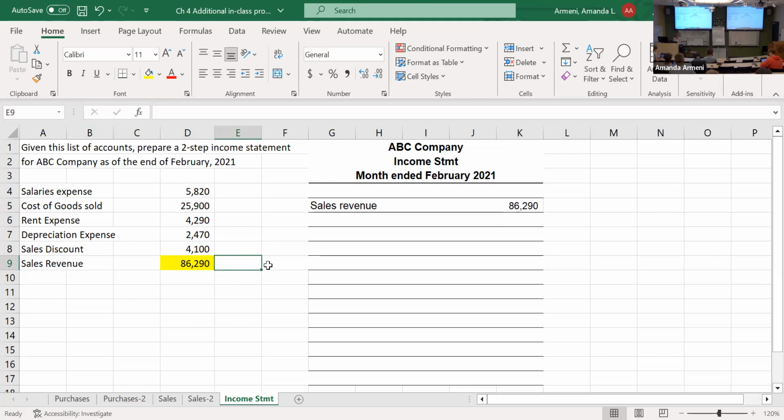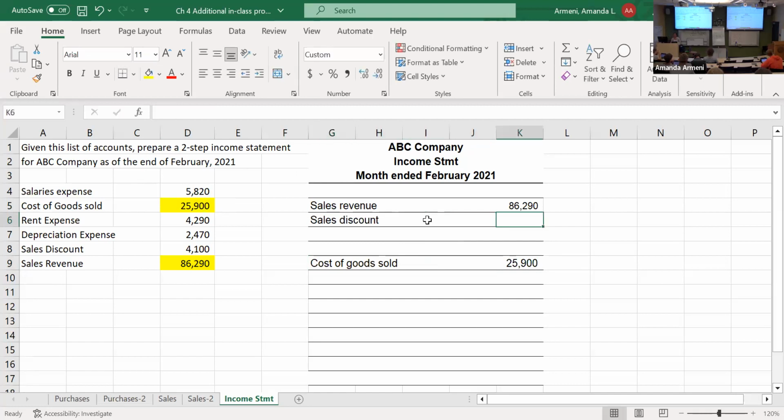Now, what should we include in our multi-step income statement? Kayla. I'm jumping down to put cost of goods sold right here, 25,900, because there's actually something that you have to use before cost of goods sold. Jordan, sales discount.